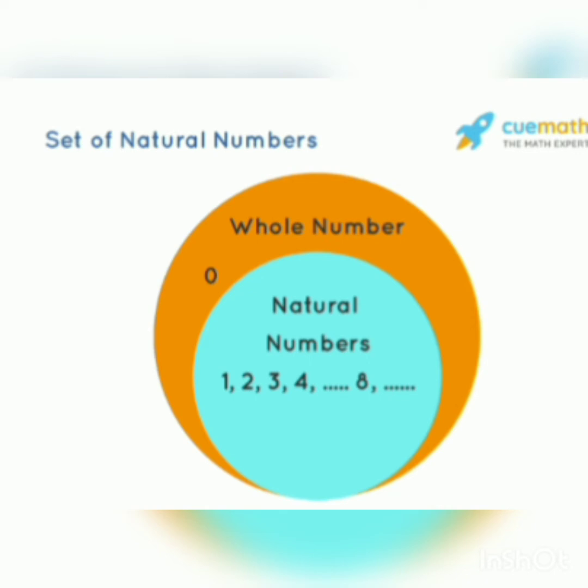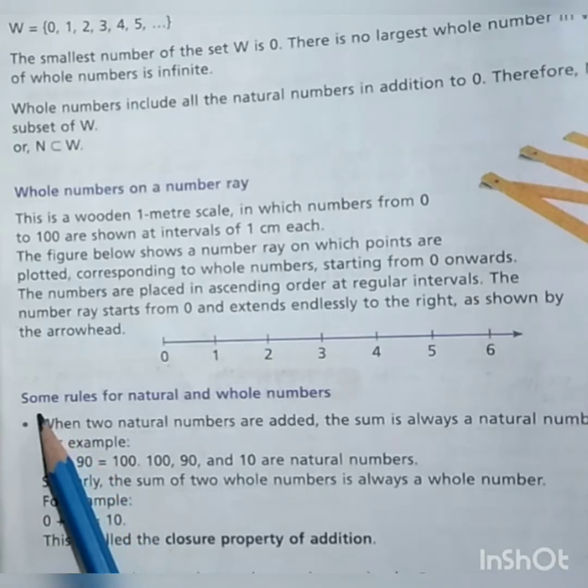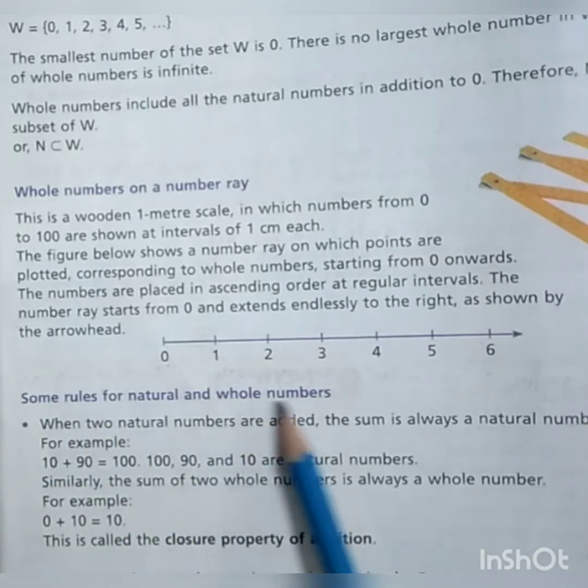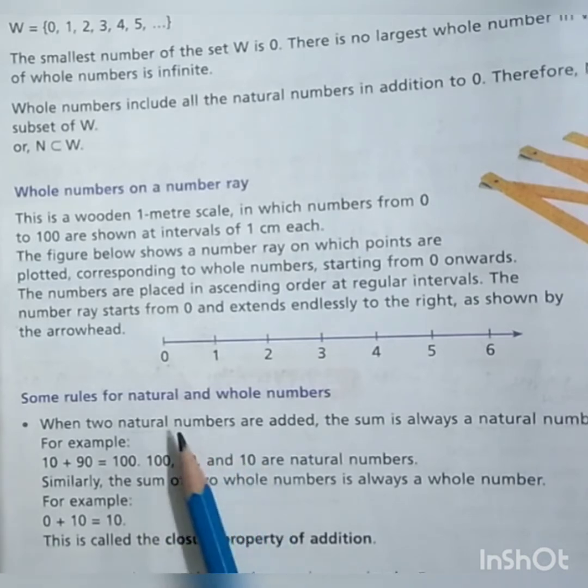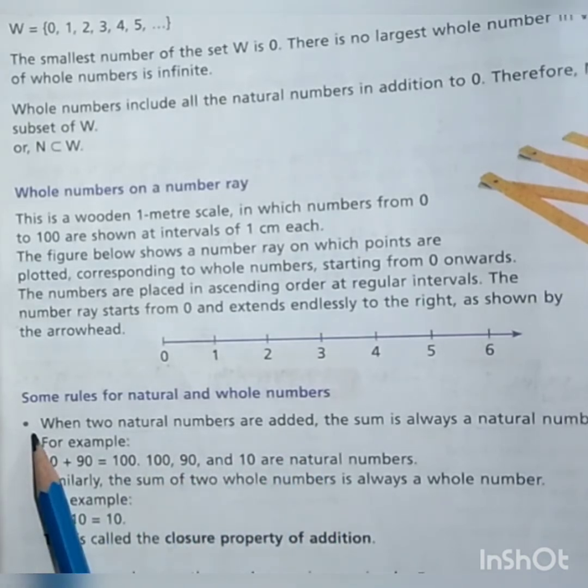Now what is the relationship between natural numbers and whole numbers? All the elements of natural numbers are also present in the whole numbers, and there is just one element, 0, that is not present in the natural numbers. So we can say that natural numbers are a subset of whole numbers and whole numbers are a superset of natural numbers. Now students, let's move towards some rules for natural and whole numbers.